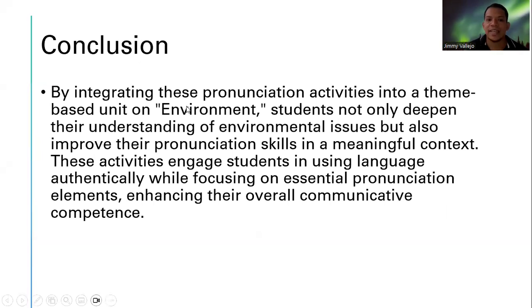My conclusion is that by integrating these pronunciation activities into a theme-based unit on the environment, students not only deepen their understanding of environmental issues, but they also improve their pronunciation skills in a meaningful context. These activities engage students in using language authentically while focusing on essential pronunciation elements, enhancing their overall communicative competencies.